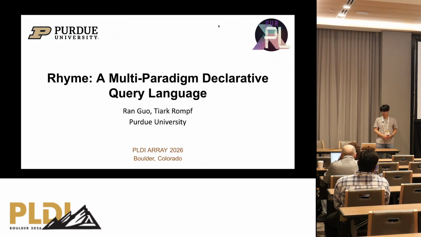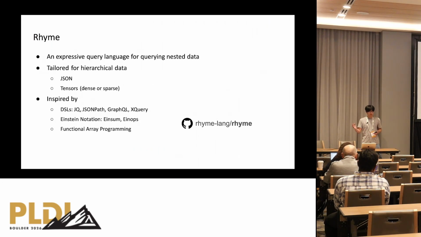All right, hello everyone. My name is Ran, and today I'm going to talk about RHYME, which is a multi-paradigm declarative query language. RHYME is designed to target JSON data, which is hierarchical and nested. But the syntax of RHYME is very expressive, so it can also be extended to other styles of workloads, for example, tensors. Tensors are essentially also nested data. They are nested arrays, and we can target tensors that are either dense or sparse.